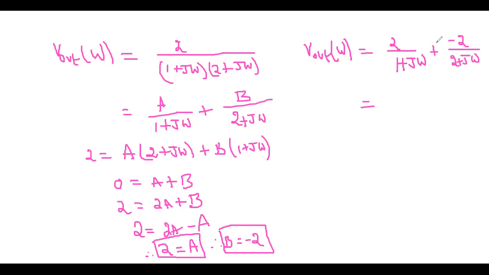Now I can check whether it is right or wrong. The numerator: 4 plus 2j omega, and minus 2, minus 2j omega. The 2j omega terms cancel, and 4 minus 2 gives 2. We got the right answer. Now we can apply the inverse Fourier transform on both sides.